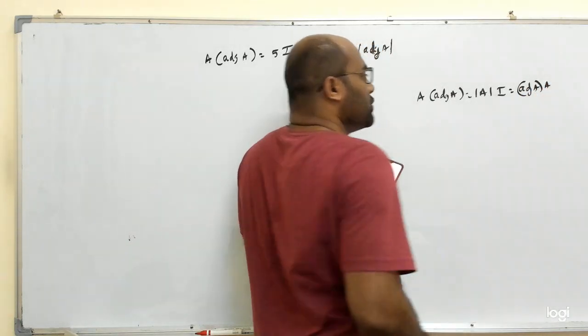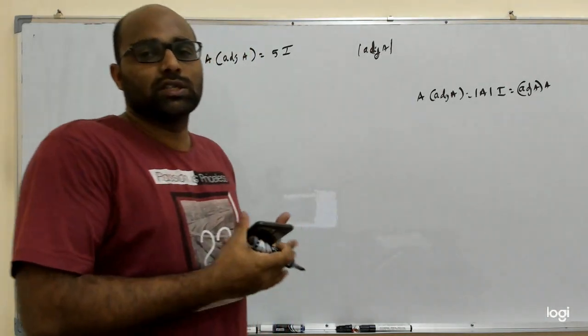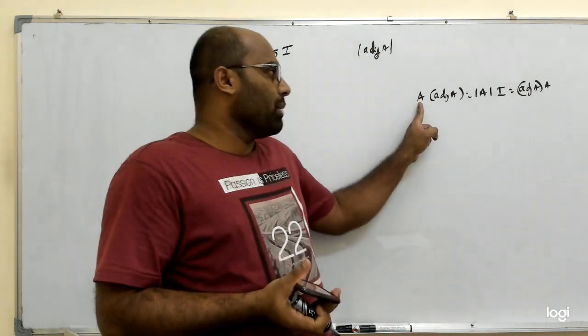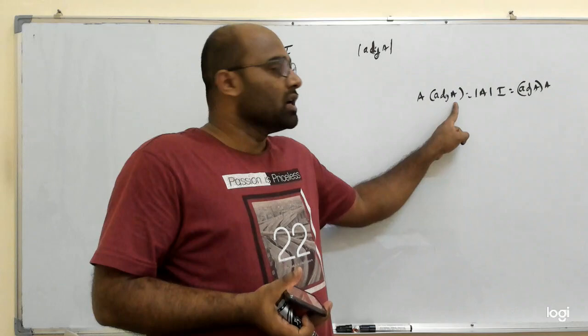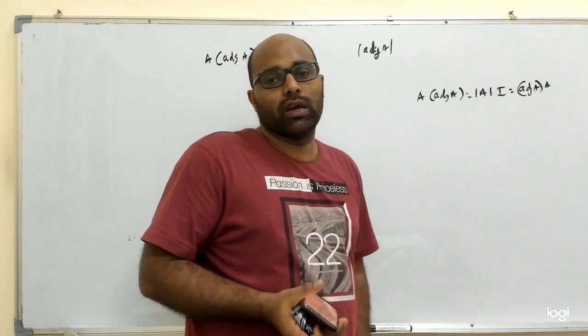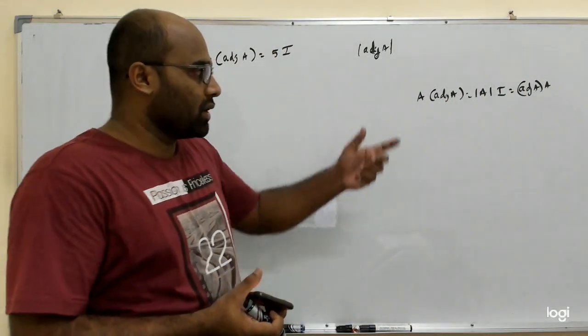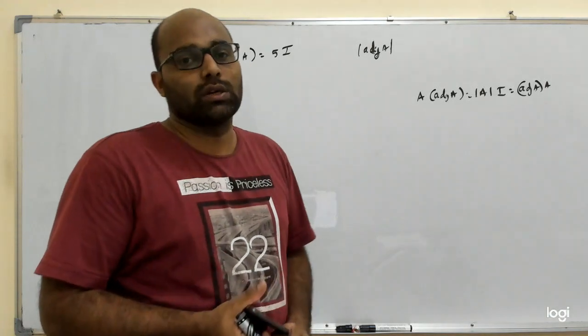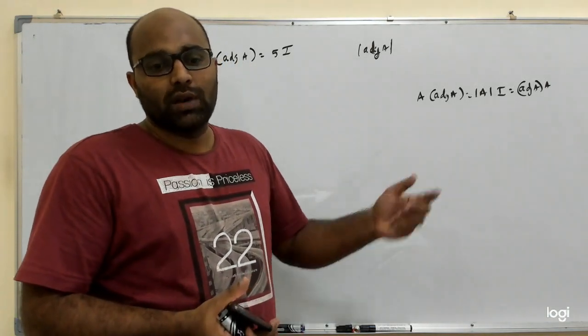I told you in general matrix multiplication is not commutative, but in this case, a matrix A and its adjoint, that is the same as adjoint A into A. In this case matrix multiplication is commutative because one is related to the other, adjoint A. So that property we have.